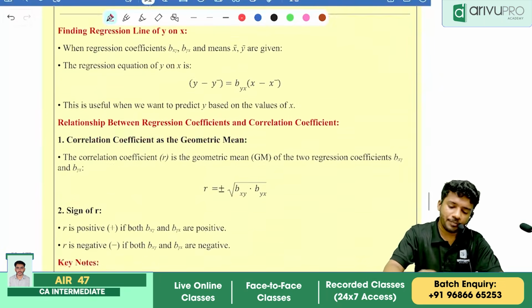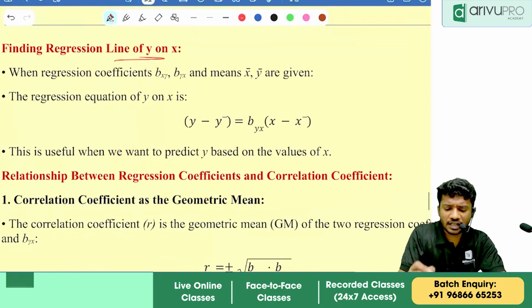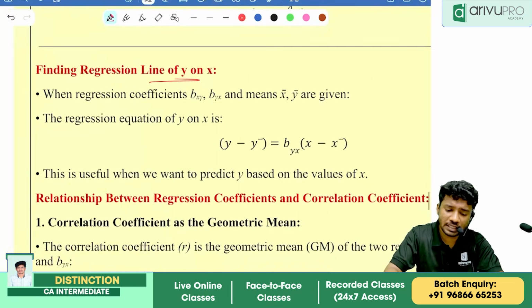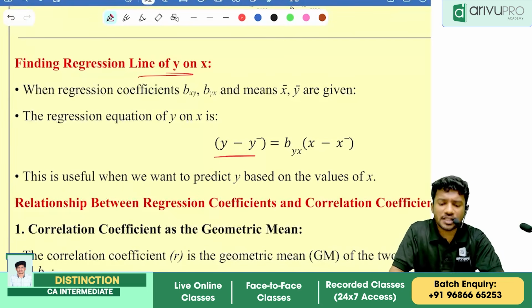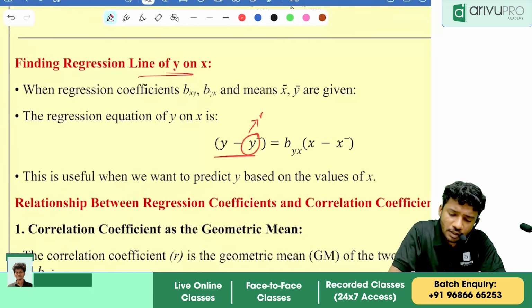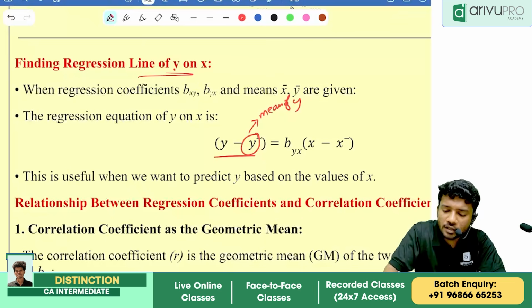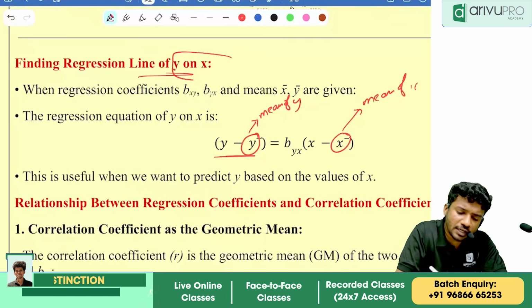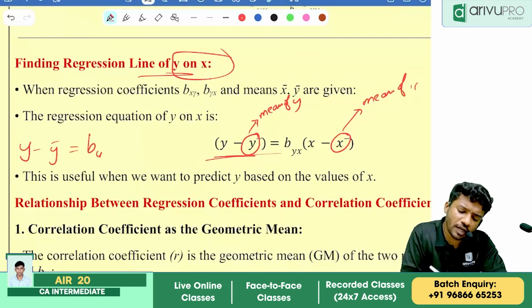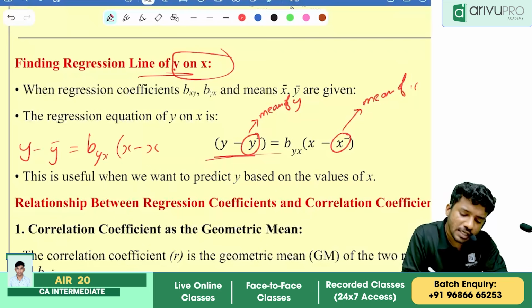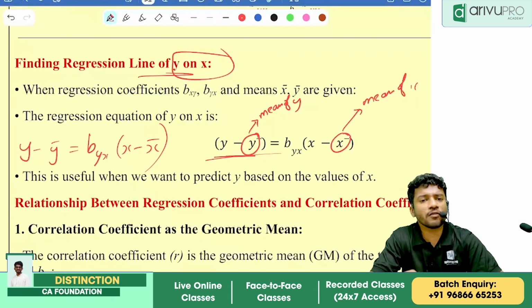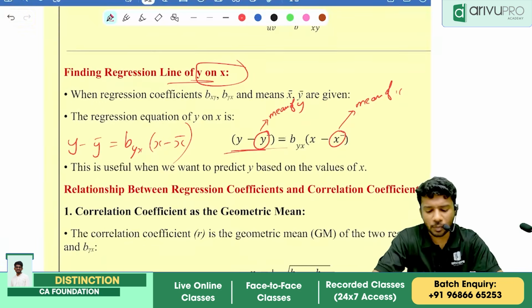Now people, finding the regression line, this is not much important, but make a note of it. How to form a regression line? That is y minus y bar. What is this y bar? The mean of y. What is this x bar? The mean of x. The regression line of y on x can be written as y minus y bar equals byx into x minus x bar. Make a note of it.